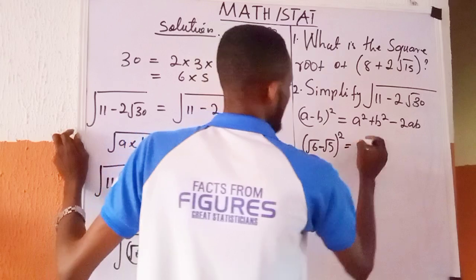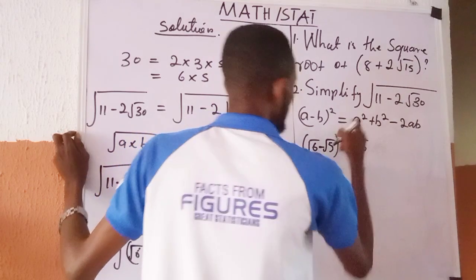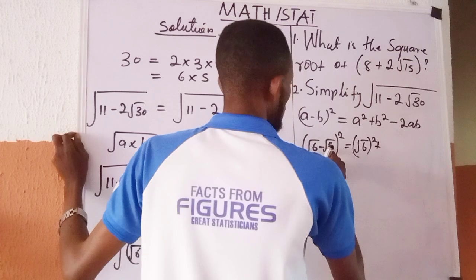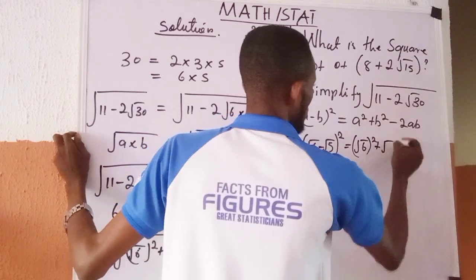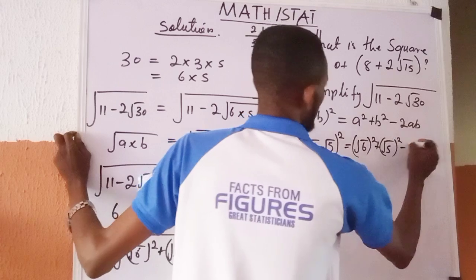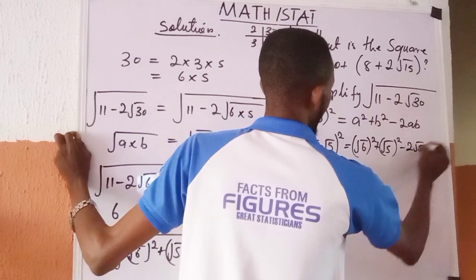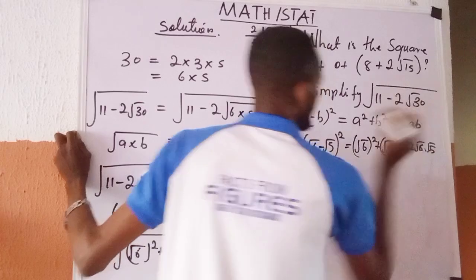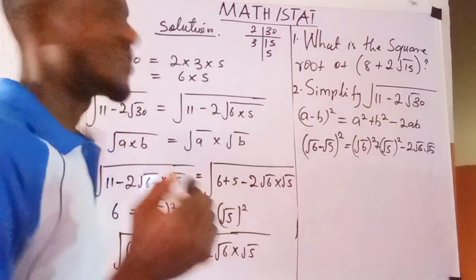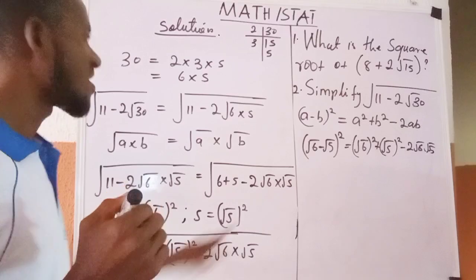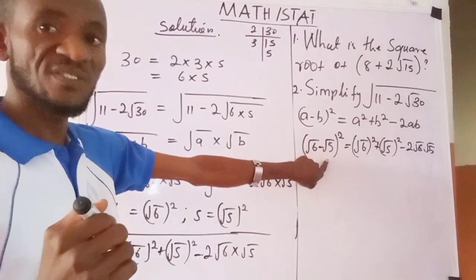This now can be expressed as root 6, which is just like this A, all raised to power 2, plus root 5, which is just like this B, all raised to power 2, minus 2 root 6 root 5. So everything I have under this square root, I can use this in place of it.